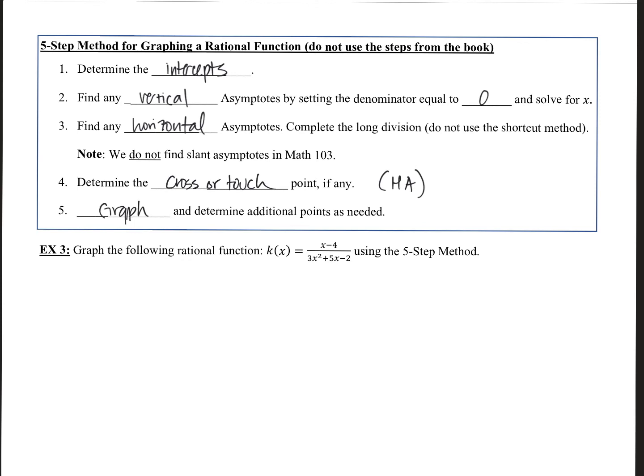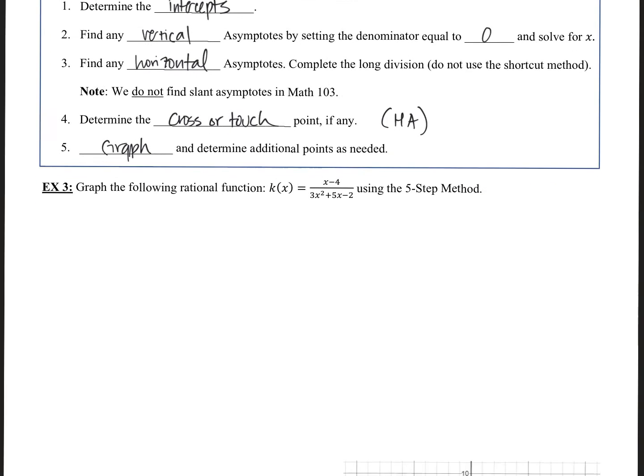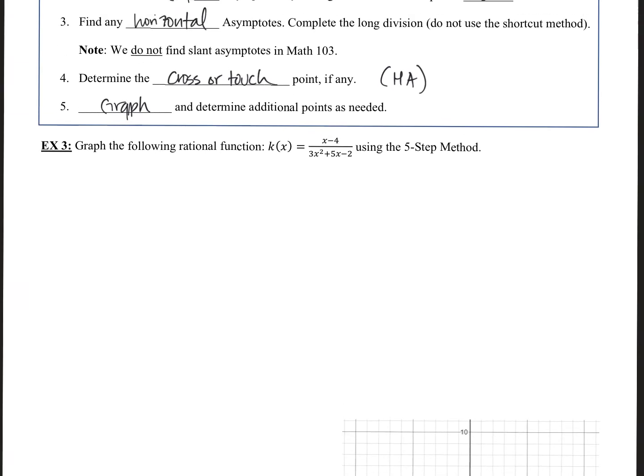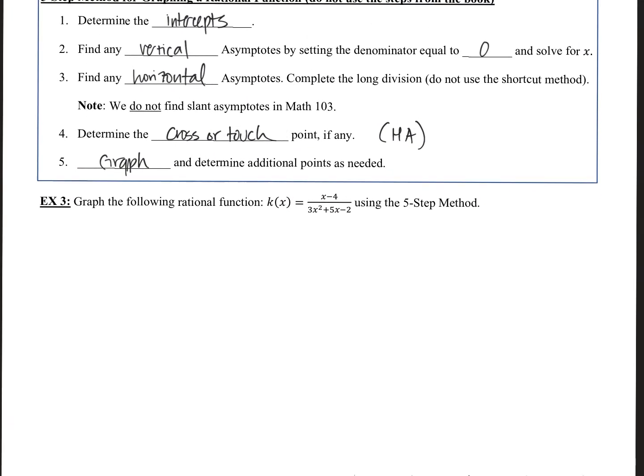All right, let's go ahead and use these 5-step methods for example 3. We're going to graph the following function. K of x equals x minus 4 divided by 3x squared plus 5x minus 2 using the 5-step method. Okay, so the first step is to determine the intercepts.